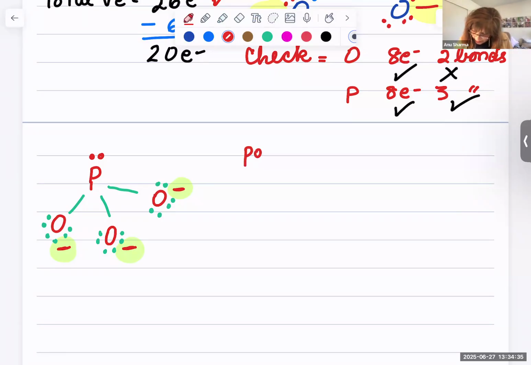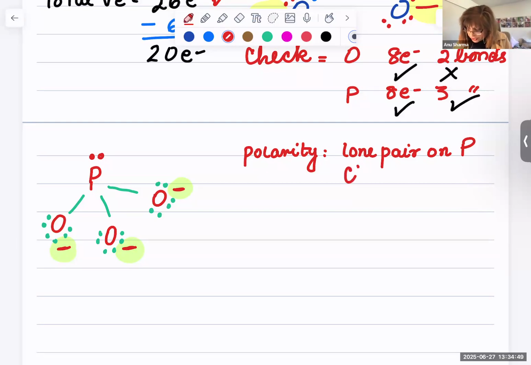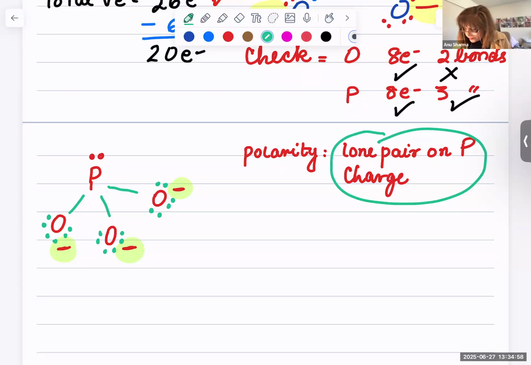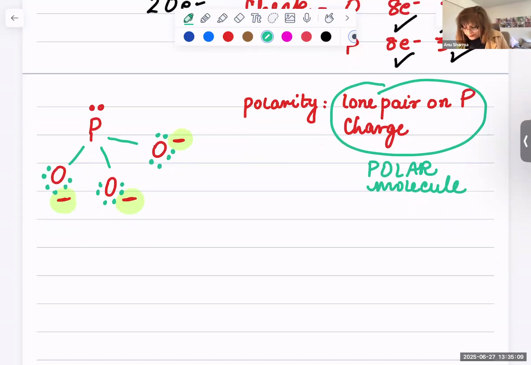Now polarity is another thing. One is the lone pair on the central atom, which is phosphorus. That is why it's polar. Second thing is it also has a charge. Overall, the molecule has a charge. So because of the charge, this is a polar molecule. There is uneven distribution of charge. And that also indicates in the atomic world that these atoms are looking to bond.